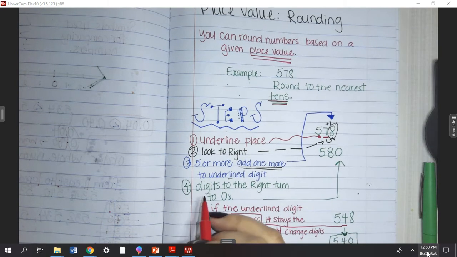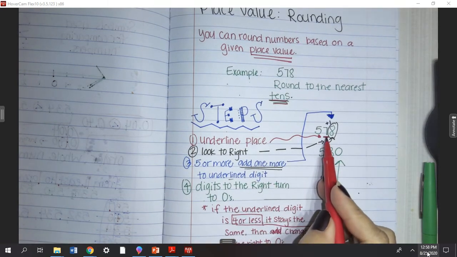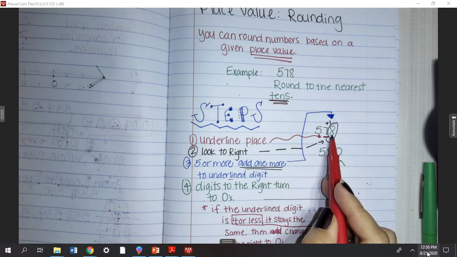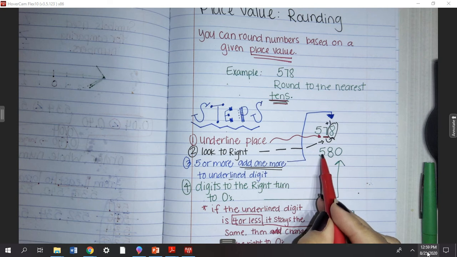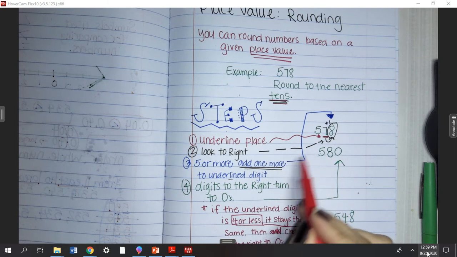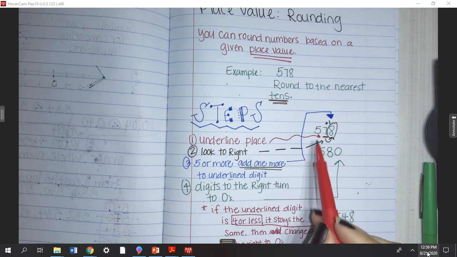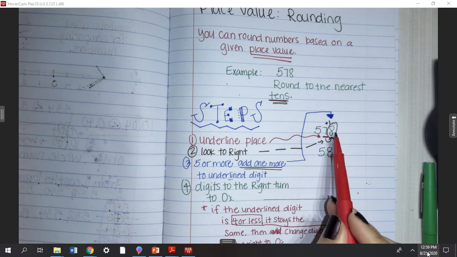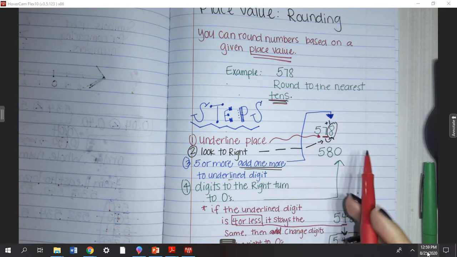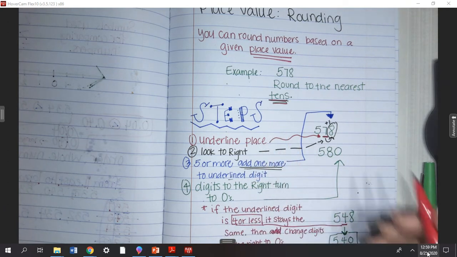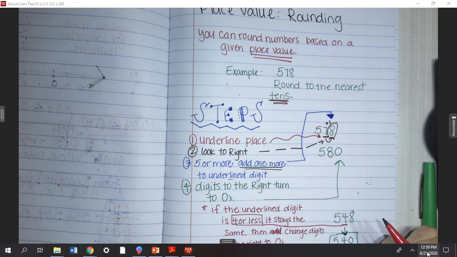Now the next step is the digits to the right. The digits to the right of the number that you have underlined are now going to be zeros. You're going to keep the digits the same that came before. So 578 rounded to the nearest tens is going to be 580.